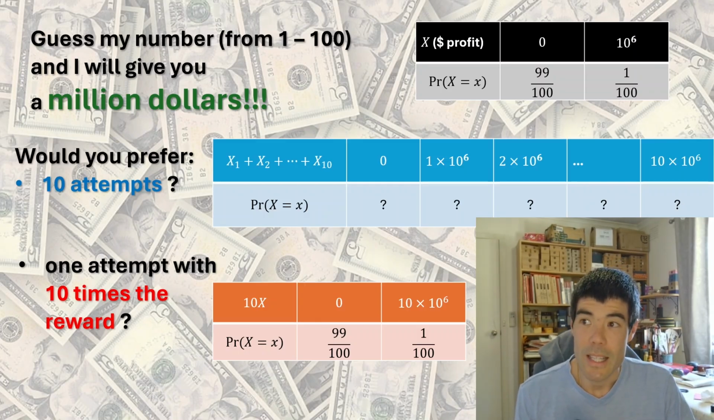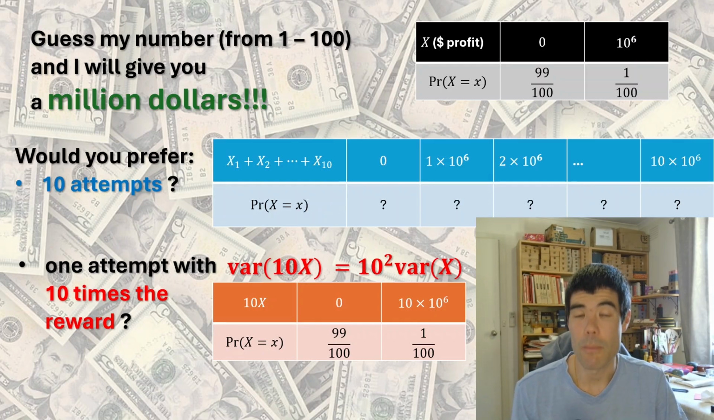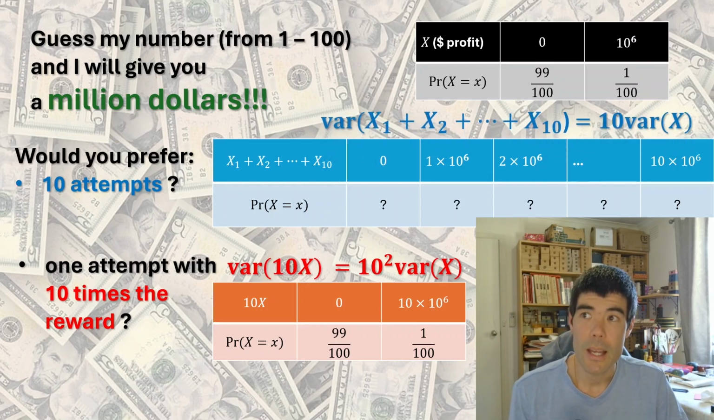But what I want to emphasize is these two situations are different, and they're different because they're going to have different variances. So with the 10 times the reward, the 10x situation, and this formula is on our formula sheet, the variance of this one is going to be 10 squared times the original variance. Whereas for the 10 attempt situation, the sum of 10 independent random variables, in that case, the variance is going to be the variance of x1 plus the variance of x2 plus etc. So we're going to end up getting 10 times the variance of x. It has a smaller variance, which is the reason why you're more likely to walk away with something.